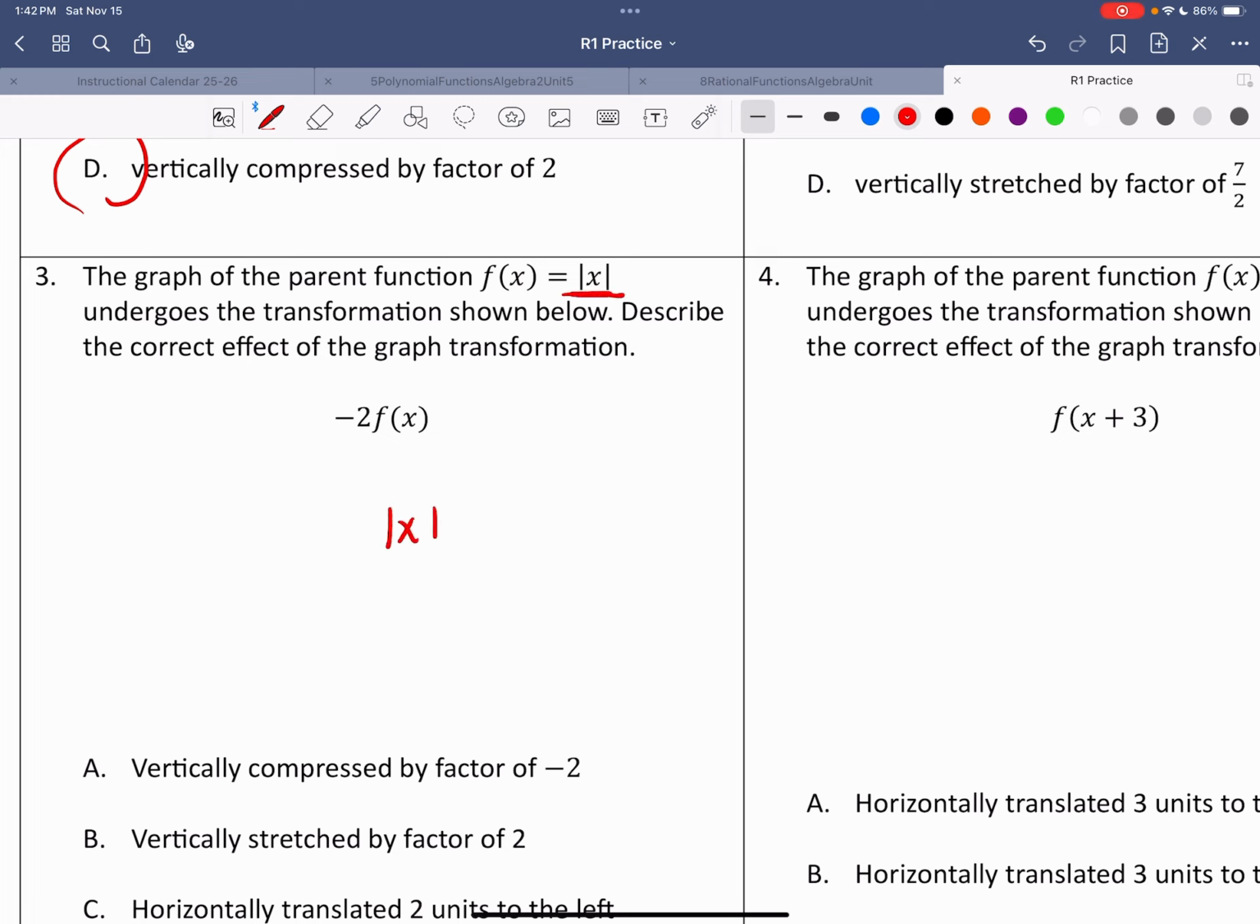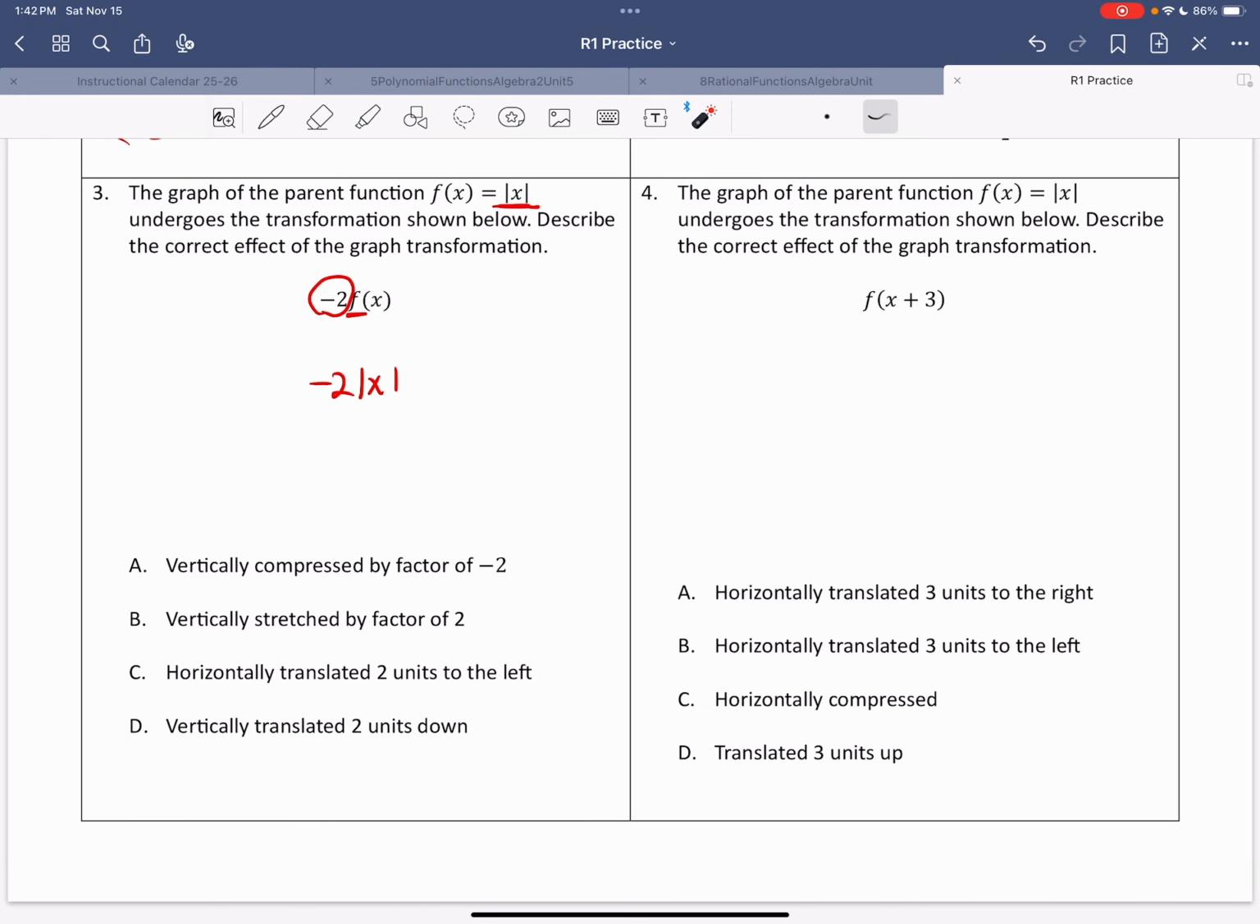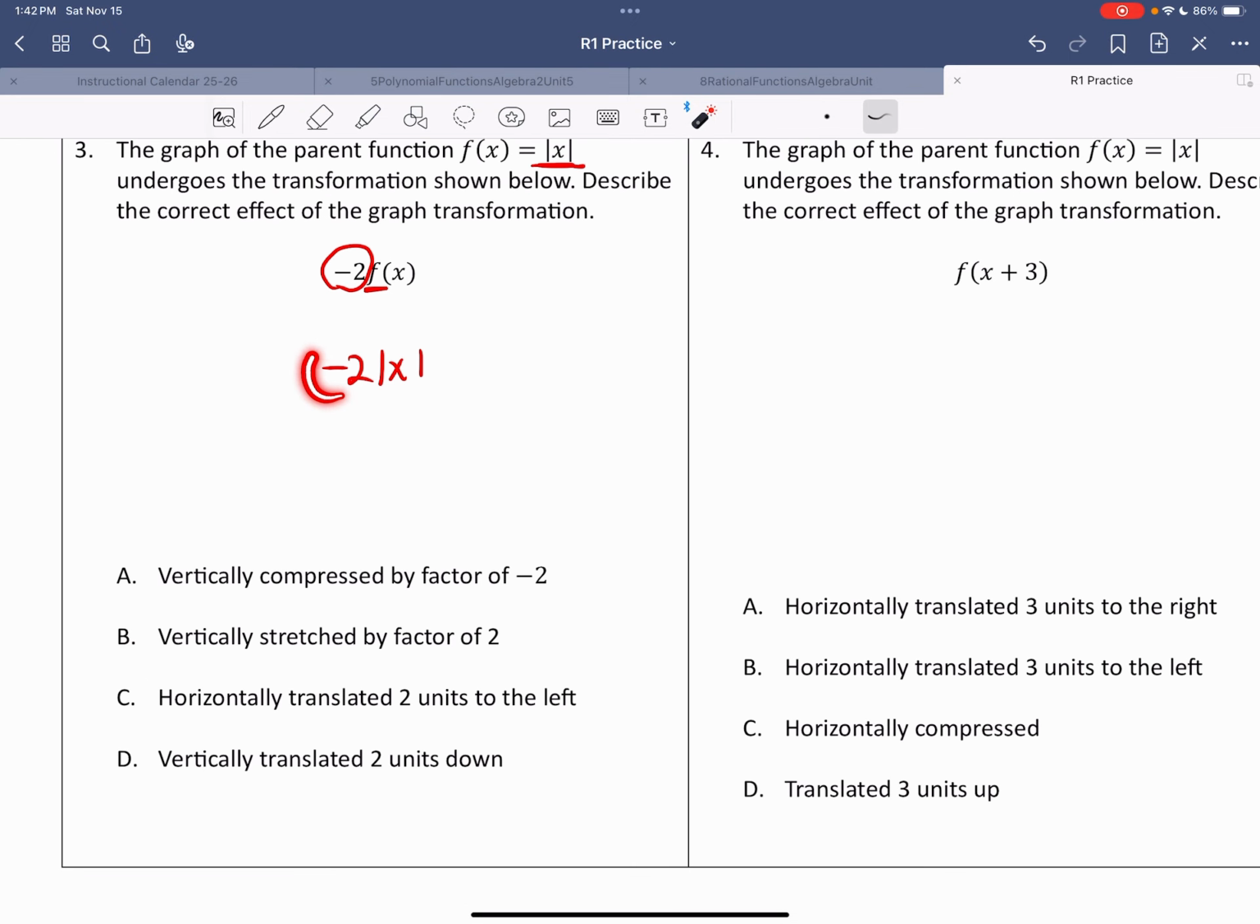What you're going to do is, in front of f, do you see negative 2? You just put this right here. If you have a plus 3 here, you just put plus 3 inside. And let's see how it works. You might think negative 2 is smaller than 1, so you say vertically compressed, so you choose A. No, that's not true, because keep that in mind.